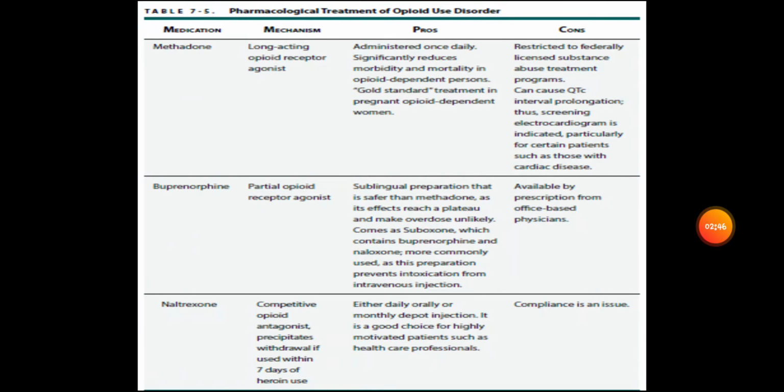So, what is the pharmacological treatment of opioid use disorder? There are medications: methadone, buprenorphine, and naltrexone. Methadone is a long-acting opioid receptor agonist. Buprenorphine is a partial opioid receptor agonist, and naltrexone is a competitive opioid antagonist. One thing you need to know about buprenorphine is that it also comes as a combination containing buprenorphine and naloxone, which is more commonly used because this preparation prevents intoxication from IV injection.